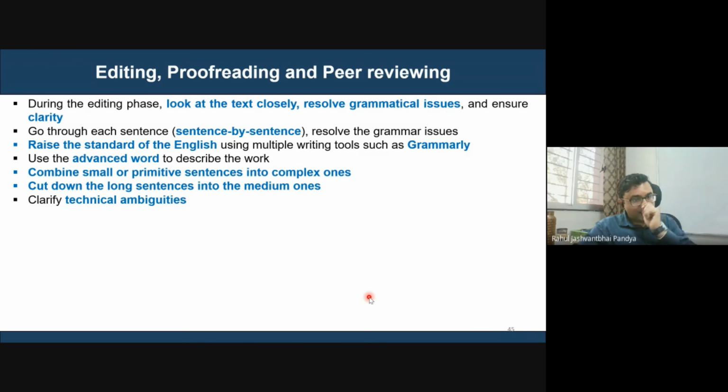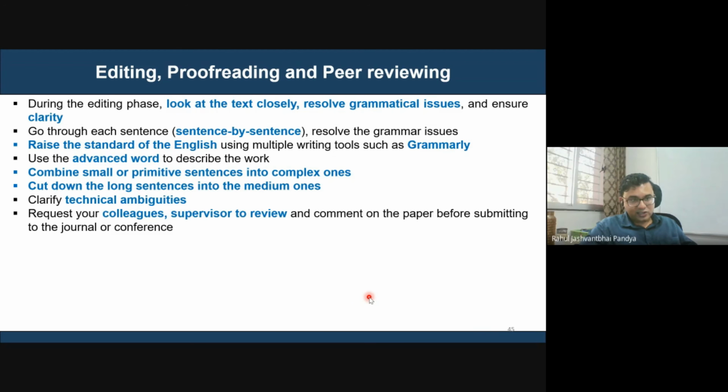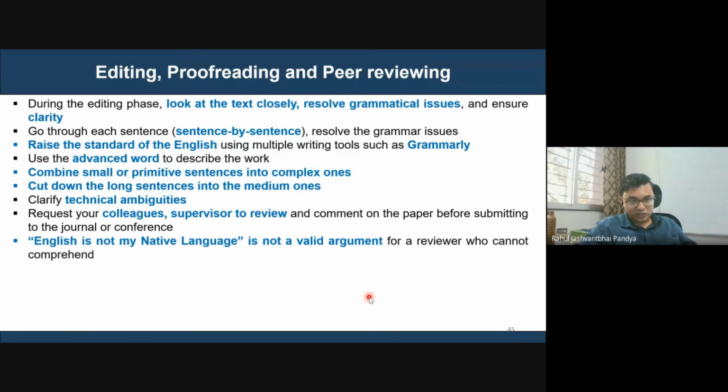Right? Clarify all technical ambiguities. A person shouldn't find any technical glitches in the paper during the text reading. Right? Request your colleagues and supervisors to review it once and ask them to give comments before you do the final submission to the journal. Right?